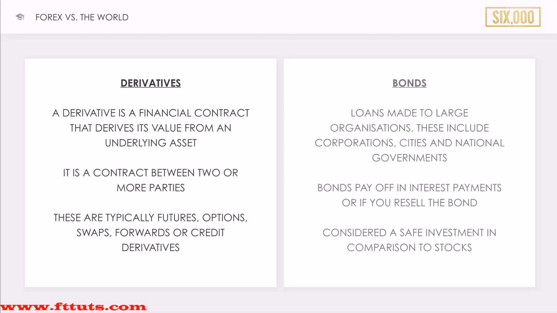Bonds. Now, bonds are loans made to large organizations, and these include corporations and typically national governments. Now, bonds pay off in interest payments, or you can resell the bond early. So these are considered a safe investment in comparison to stocks.